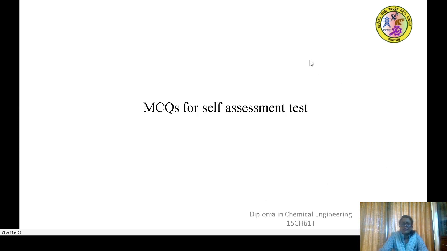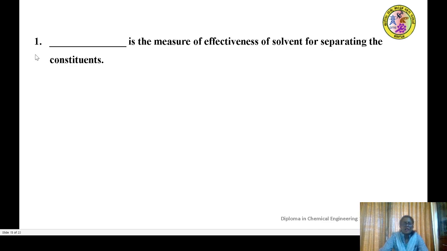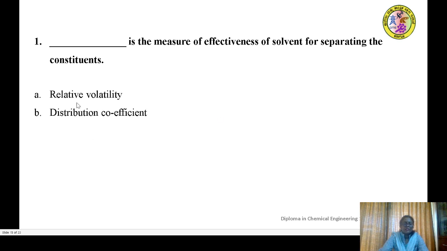So that discussion will end now. Let us now go through the multiple choice questions. Dash is the measure of effectiveness of solvent for separating the constituents. In extraction, is it the relative volatility? Is it the distribution coefficient? Is it the selectivity? Is it none of these? The measure of the degree of separation is usually given by the selectivity. So option C is the right answer for this question.